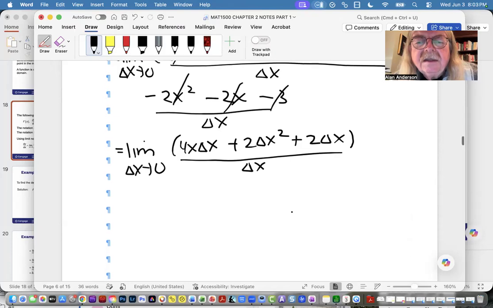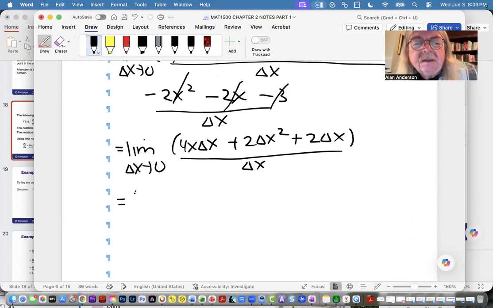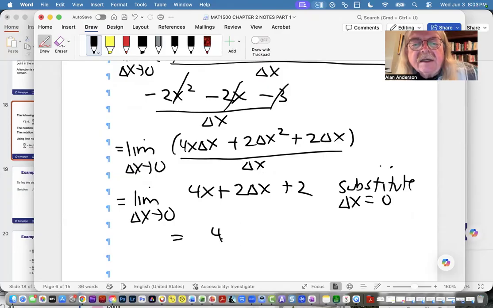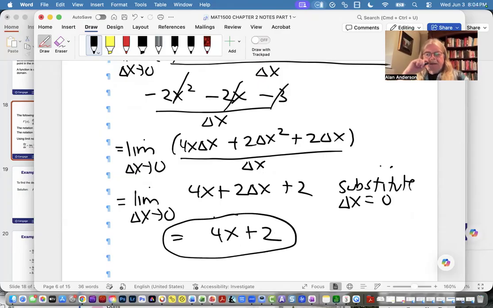And then there's going to be a lot of cancellation here too. Each of these has a delta x in it. So we have 4x plus 2 delta x plus 2. But now remember, delta x is approaching 0. So we're going to substitute, as we did so many times in chapter 1, delta x equals 0. And so we end up with 4x plus 2. Wow, that was an ordeal.